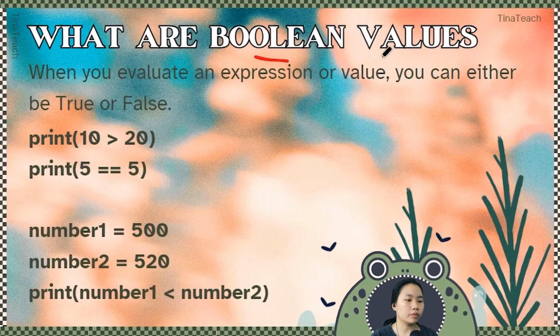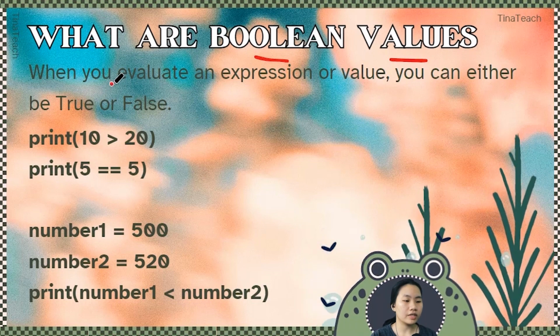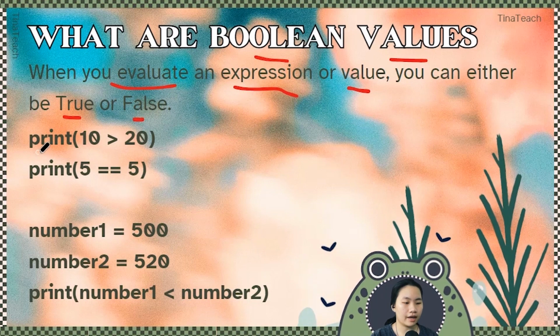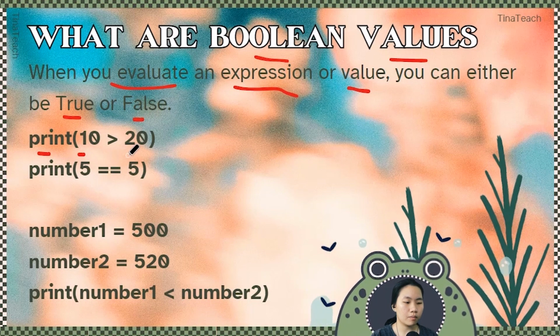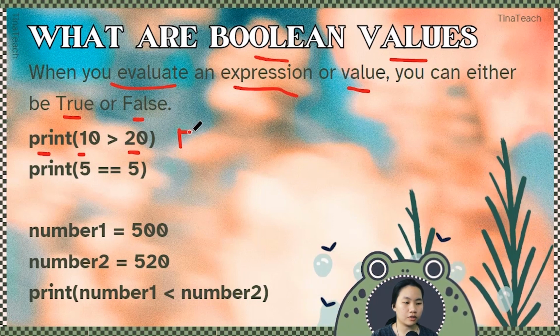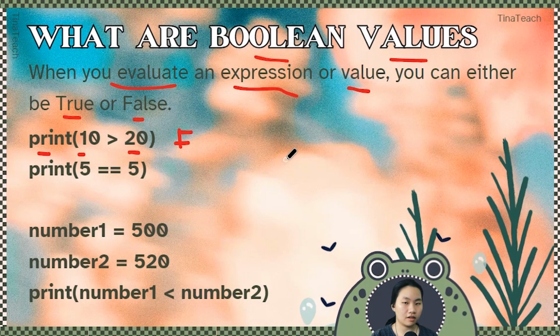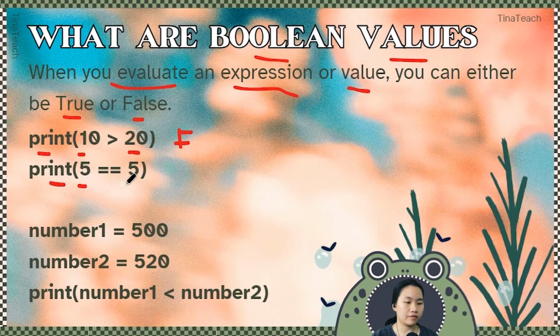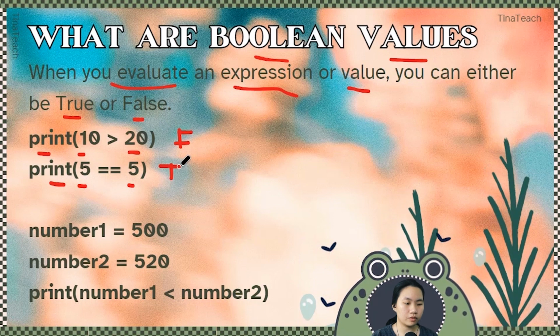So what are boolean values? When you evaluate an expression or a value, the result can be either true or false. Here I have print 10 more than 20. This will evaluate into false because 10 is not more than 20. Next, I have print 5 equals to 5, which evaluates to true, right?